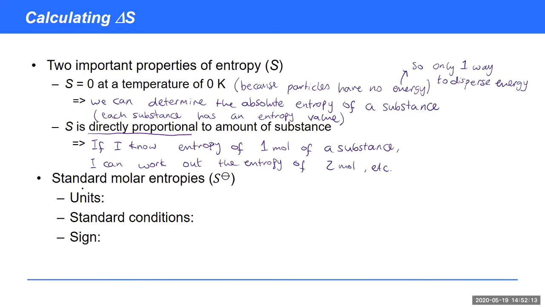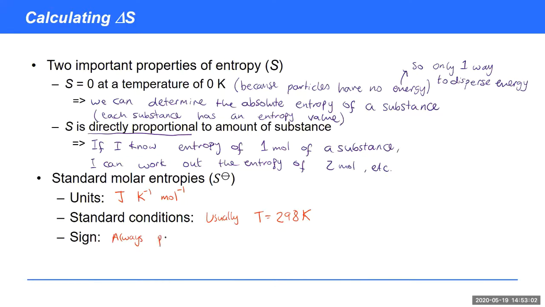So what we tend to work with is these things called standard molar entropies. The units of the standard molar entropy is joules per Kelvin per mole. So that's our standard conditions. Standard conditions is usually a temperature of 298 Kelvin, but do check that in the textbook. I can't remember exactly off the top of my head, but I'm pretty sure the standard condition is usually 298 Kelvin.